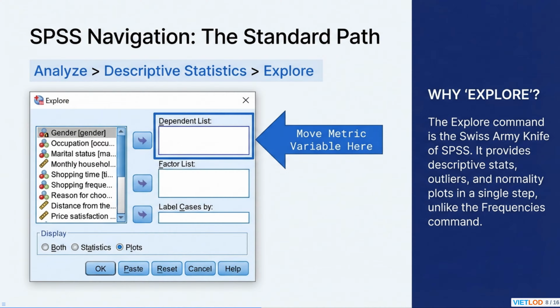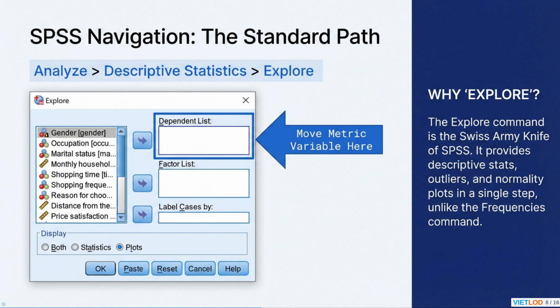To begin our practical application in SPSS, the most common way to access normality tests is through the Explore command. You'll find this by navigating through the menus. First, click on Analyze, then select Descriptive Statistics, and finally choose Explore. Once the Explore dialog box opens, you will move the continuous metric variable that you want to test for normality into the Dependent List box, as indicated by the arrow on the slide.